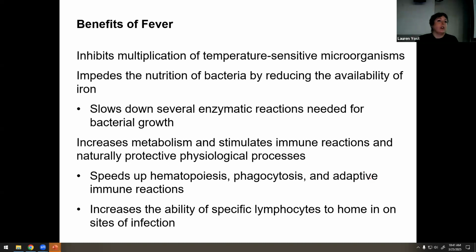But fever also benefits our metabolism. Raising our body's temperature raises our metabolism in general. It increases hematopoiesis, so making our white blood cells from our stem cells increases. It increases phagocytosis activity, and it speeds up our adaptive response and helps our lymphocytes get to where they're going faster as well. So fever has all of these really great benefits.